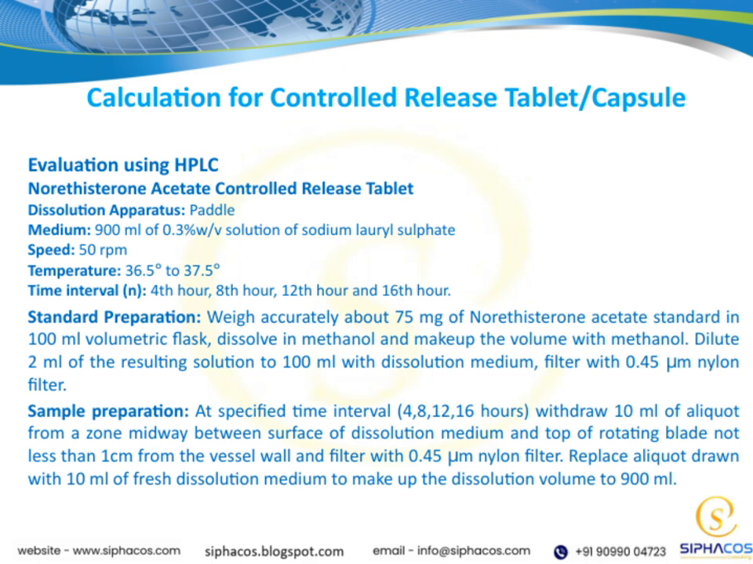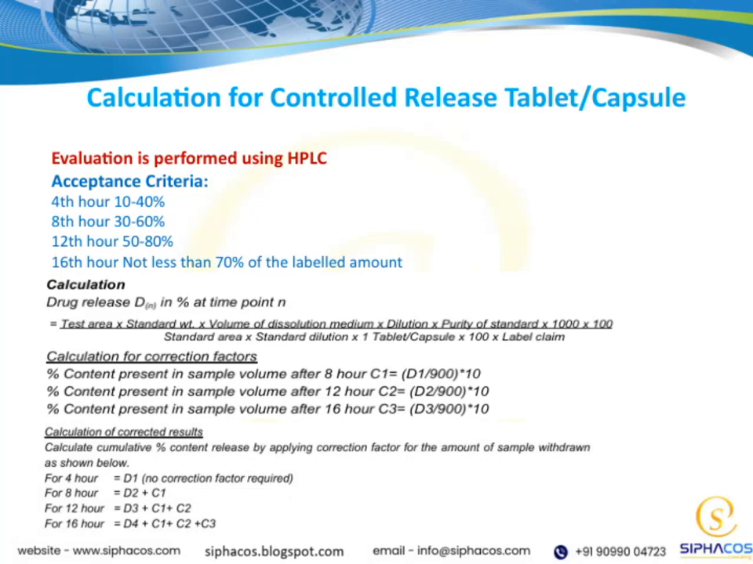This process allows us to accurately determine how much drug has been released at each time point, which is crucial for evaluating the controlled release characteristics of the formulation. Now, let's talk about how we evaluate the release profile of our controlled release tablets and capsules. We use high-performance liquid chromatography, or HPLC, to perform this assessment because it provides precise and reliable measurements of the drug released at different time points.